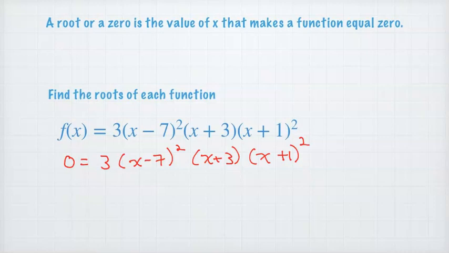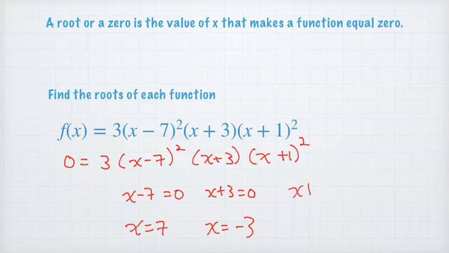So this 3 right here, there's nothing I can do to make that 3 equal 0. Can x minus 7 equal 0? Sure it can. If x minus 7 equals 0, then x has to be 7. So my first solution, or my first root, is 7. Can x plus 3 equal 0? Sure it can. So x is negative 3. So negative 3 is a root of this function.